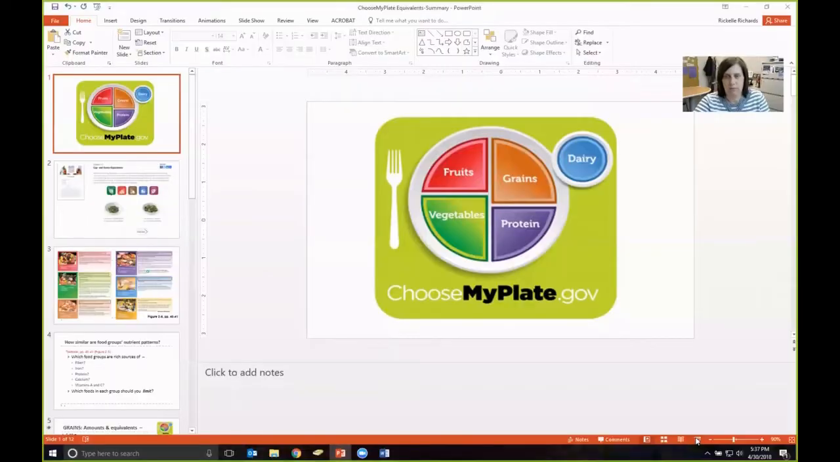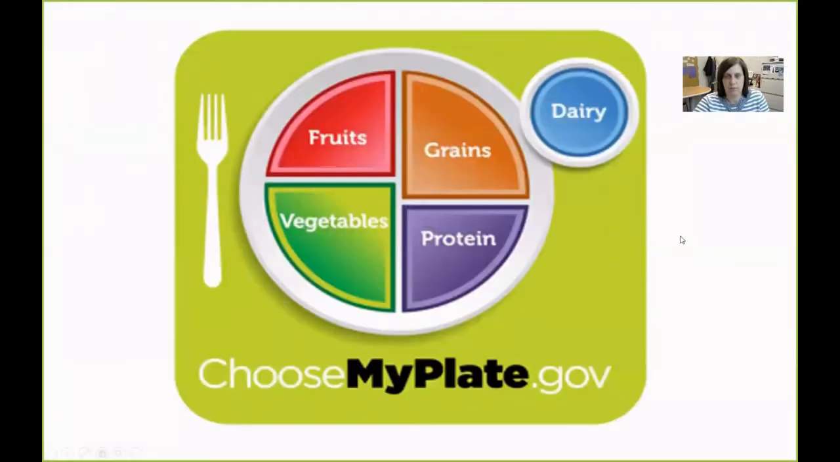This video is about MyPlate equivalents. So you should have seen this already in lesson 2. It's the image that's used to illustrate the recommendations given through dietary guidelines into consumer-friendly format. So one way that this is done is through the MyPlate image.